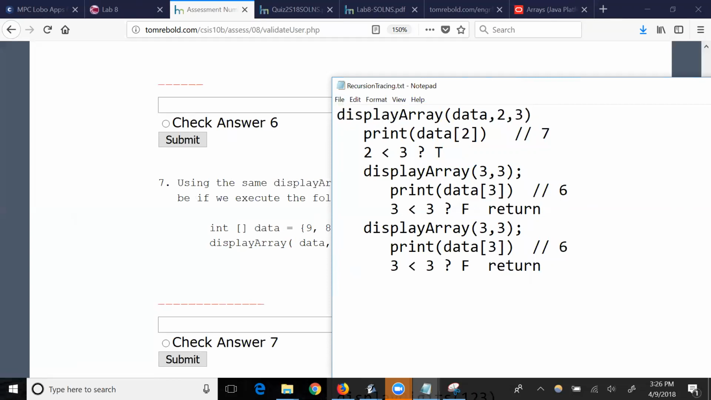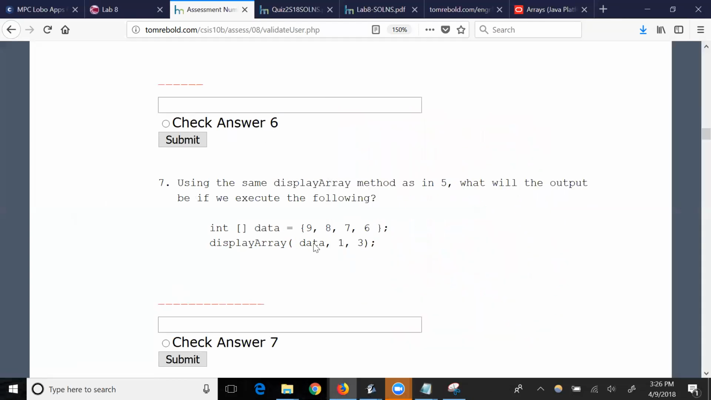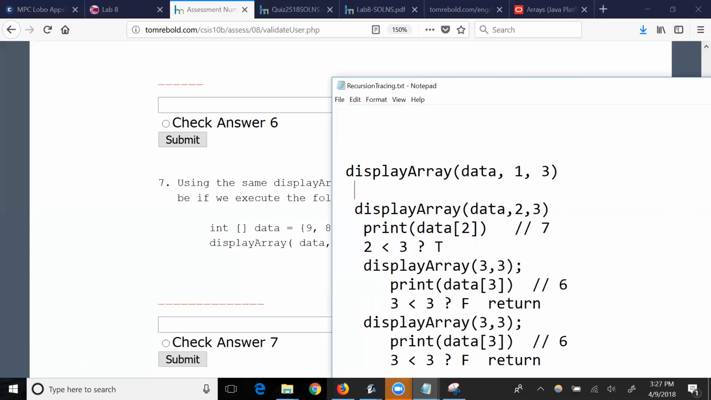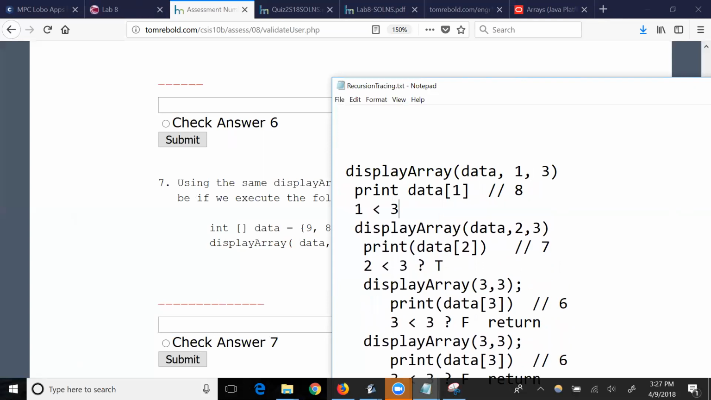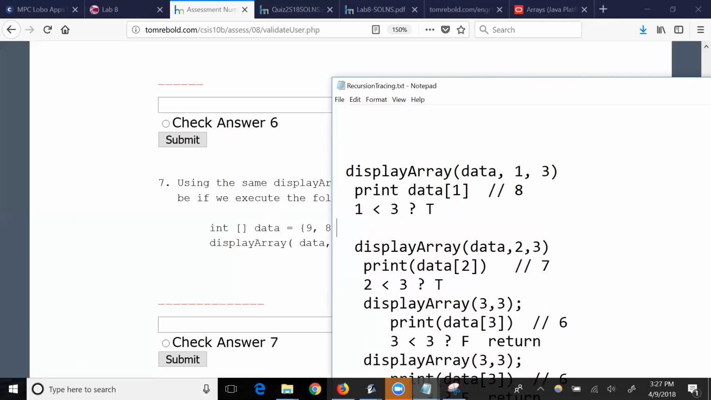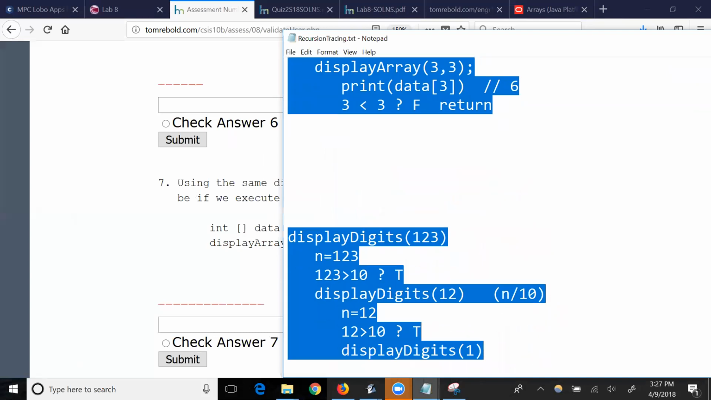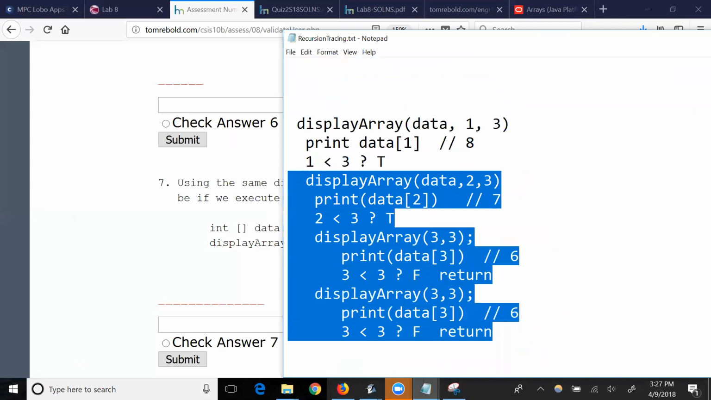Now you can use this in another problem. Like this one is going to ask us to do display array of data 1, 3. So all we have to do is call display array of data 1 and 3. In this case, it's going to print data of 1, which is the 8. And then it's going to check to see if first is less than last, if 1 is less than 3. Yes, it is. Then we're going to invoke display array of data 2, 3, and we already know the answer to that. That's why I built it up that way. Data of 2, 3 is just going to print out 766. But when we return from that, we're finished with display array of data 2, 3.